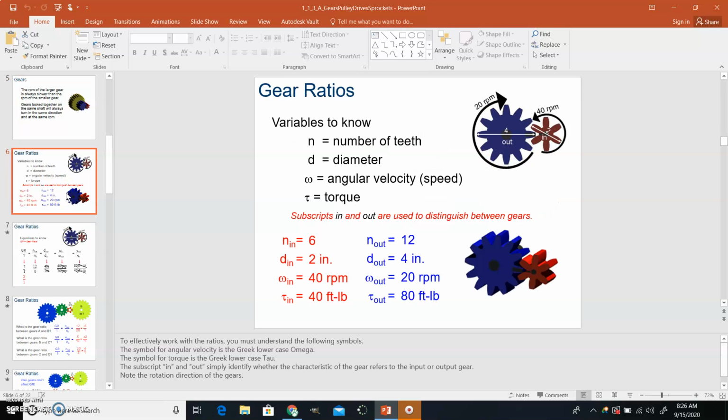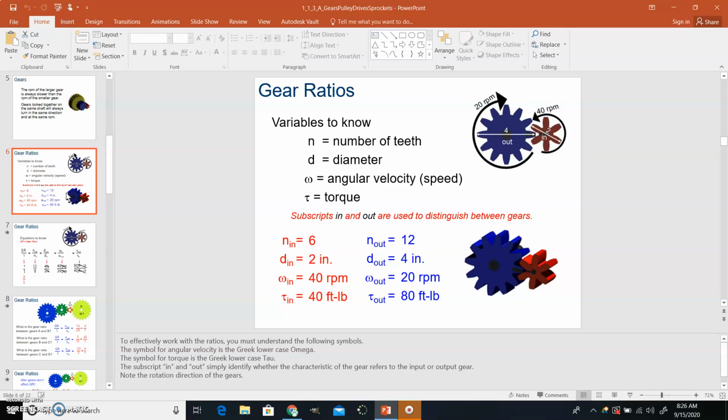Variables to know here. This is some good stuff. N for the number of teeth. There will be times where you might have to count the number of teeth so that we can get the ratio. D is the diameter. W is the angular velocity or the speed. And T obviously is the torque.